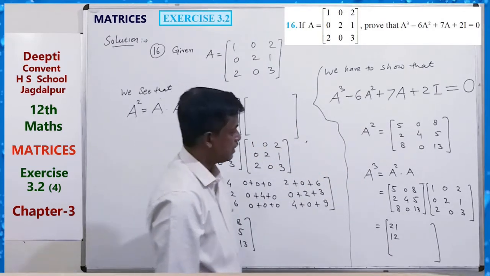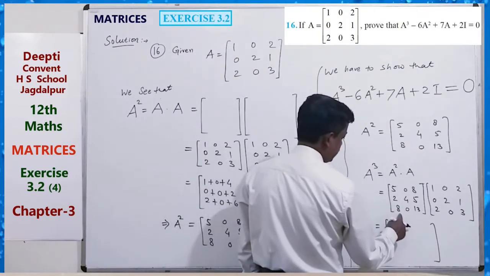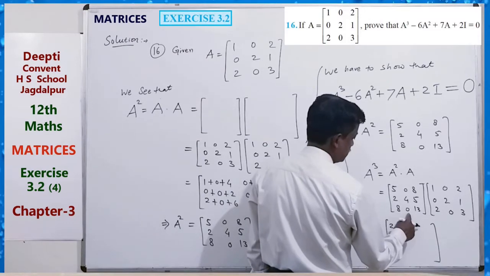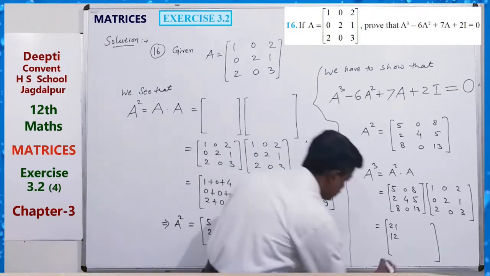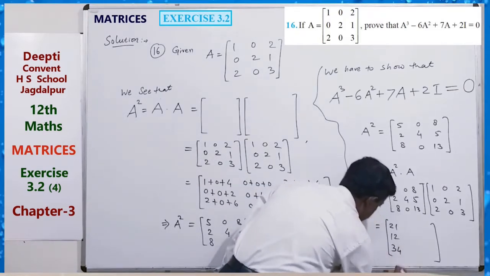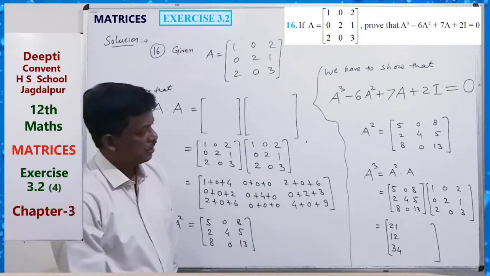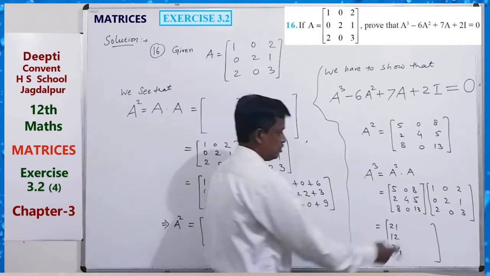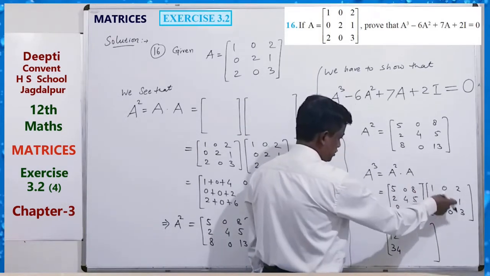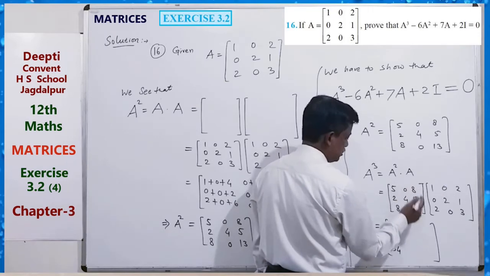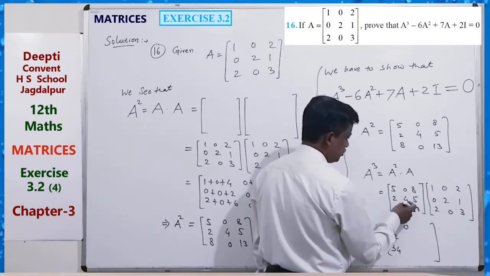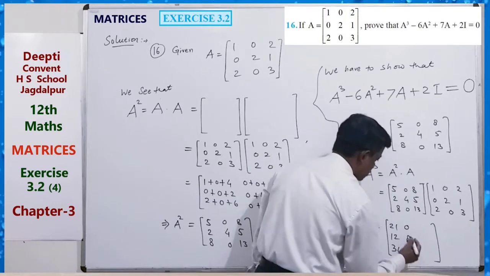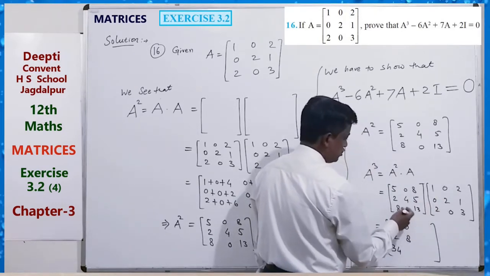Okay, similarly 1 into 8, 8 plus 26 is 34, so you can just write 34 directly. Now 0 times 0: this column goes to here, so 0 times 0 is 0, so 0 here. Now this goes to here, so 0 times 0 plus 8 times 8. Now this goes to here, so 0 and 0.